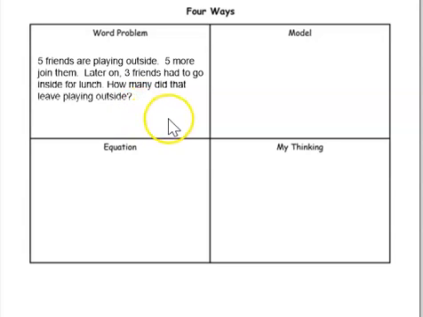And 5 more join them. What does that 5 represent? That's right, those are more friends. Later on, 3 friends had to go inside for lunch. What does that 3 represent? That's right, those 3 friends had to go inside, so that also represents friends. So we're going to be talking a lot about friends, aren't we? Okay, so let's think about how we might model that. We could draw friends, but I also have some friends here that can help us.